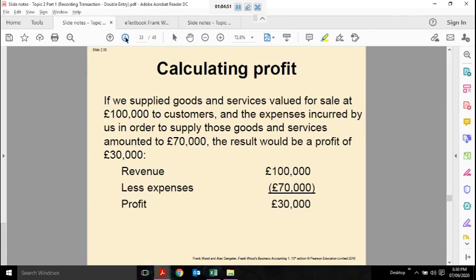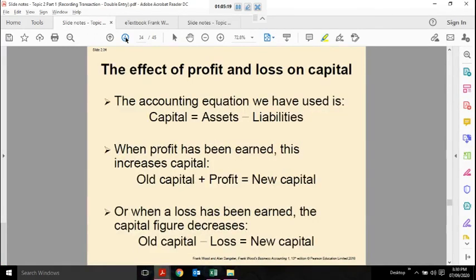Okay, so now calculating profit. If we supply goods and services valued for sale at 100,000 to customers, and the expenses incurred by us in order to supply those goods and services amounted to 70,000 pounds, the result will be a profit of 30,000 pounds. So let's say you bought everything at 70,000 and you are selling it at 100,000, therefore the 30,000 will become your profit. So the effect of profit and loss on capital.